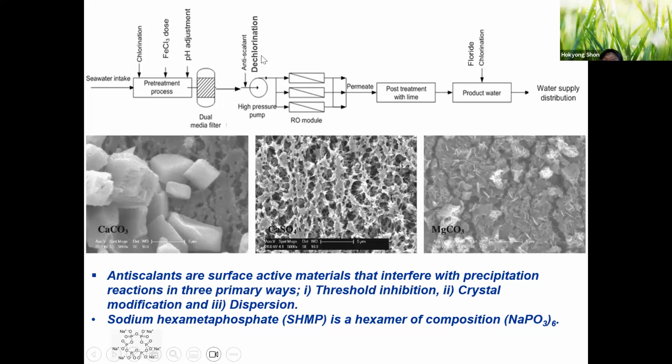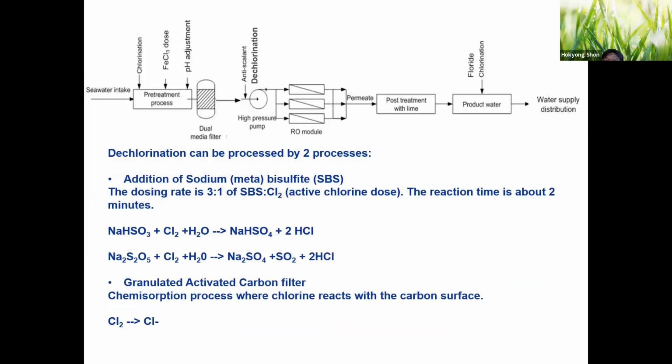The chlorination, we try to kill all the microorganisms, and we need to have a dechlorination before reverse osmosis, because the reverse osmosis membrane is like a polymer, so it can be easily oxidized by this chlorine. So how can we make sure of dechlorination?